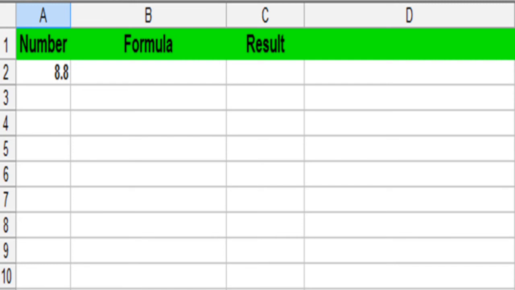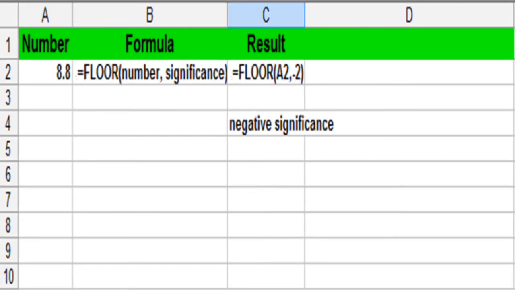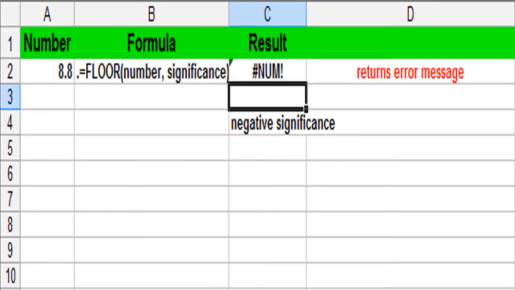Number 8.8. Significance minus 2. Formula: equals FLOOR(A2, -2). Press enter. Returns error message.